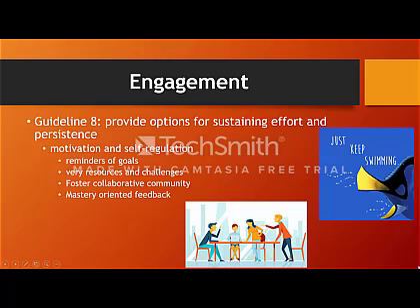Many teachers take on this task on their own, but it is best done when students also play a role in continuing their efforts. Teachers can help students self-motivate and regulate by reminding them of their goals, varying the resources and challenges so that the students are never too overwhelmed, fostering a collaborative community, and presenting them with mastery-oriented feedback so that it is not about completing the task, but doing well on the task.